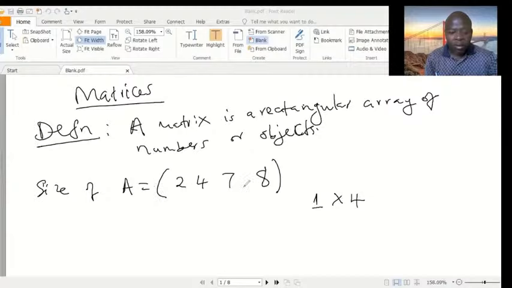How many rows are here? We have only 1 row, and therefore this type of matrix is called a row matrix. A row matrix is a matrix with only 1 row.